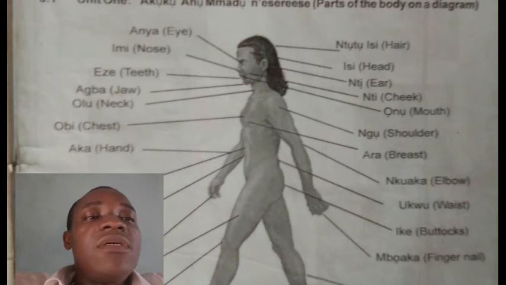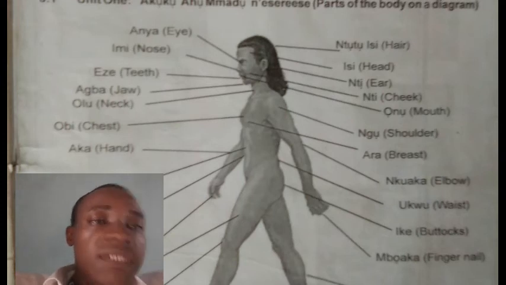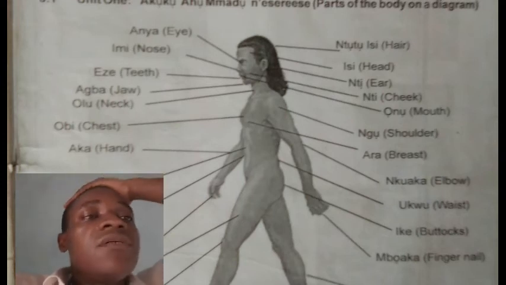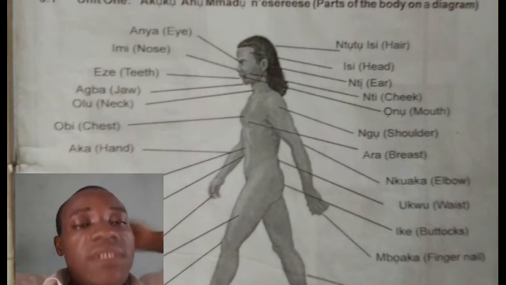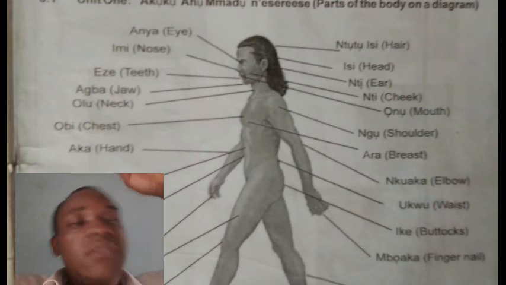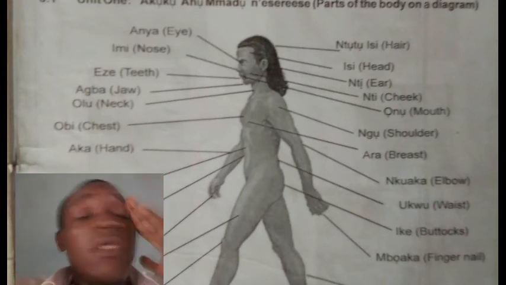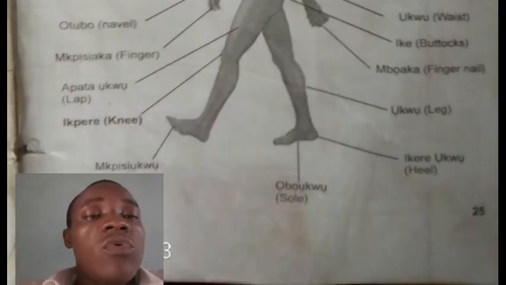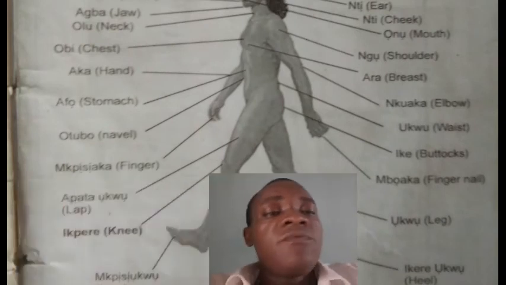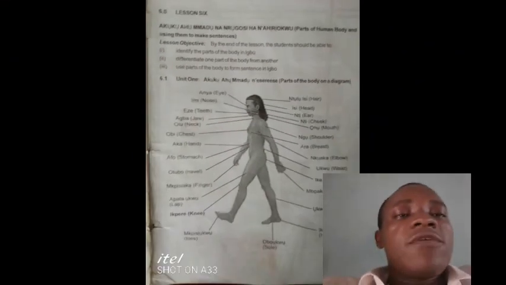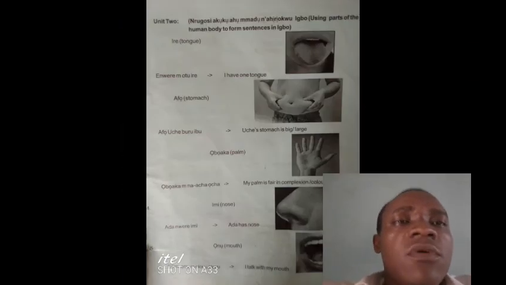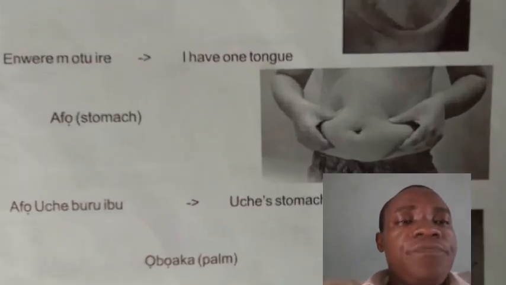You have the head, which is isi. You have the hair, which is ntutu isi. Your hair is ntutu isi in Igbo language. Okay, we'll go further, so you can repeat this video as often as you can for you to master it. So we'll continue.